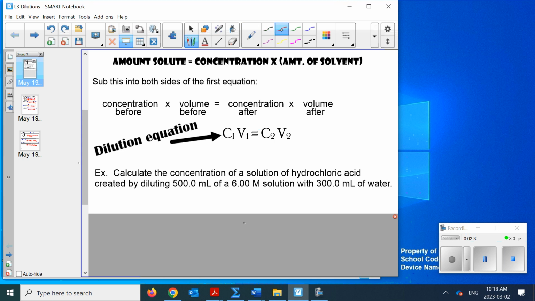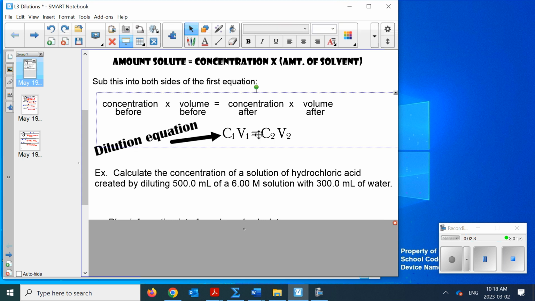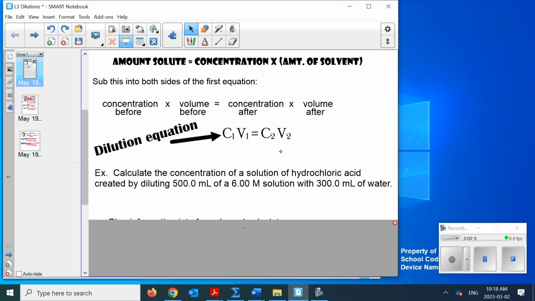And let's calculate the concentration of this. Well, hey, I need this formula. Calculate the concentration of a solution of hydrochloric acid created by diluting 500 mils of 6 molar solution with 300 mils of water. I've changed the amounts from what we did initially.